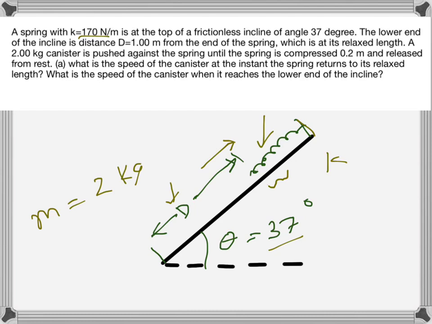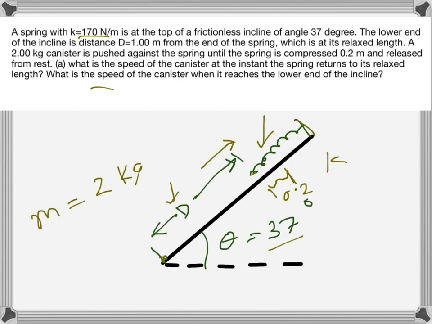So we have to find the speed of the canister at the instant the spring returns to its relaxed length. It was compressed 0.2 meter, and when it comes back to the relaxed position, what will be the speed of the canister? And then the second part is, what is the speed of the canister when it reaches the lower end of the incline, here.